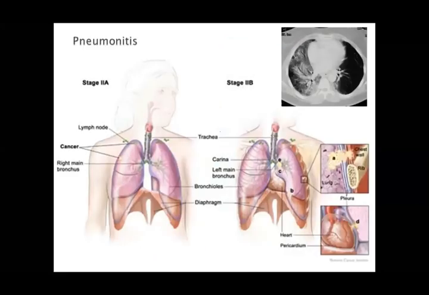Pneumonitis is the inflammation of the chest. So you see this is a normal chest. Here you can see it is more blurred and hazy, with a lot of infiltrates. So pneumonitis is the inflammation of the chest wall. So this will also cause you chest pain.